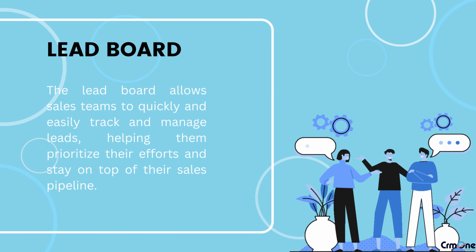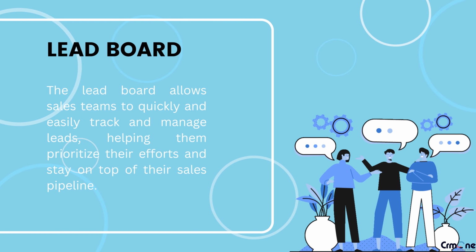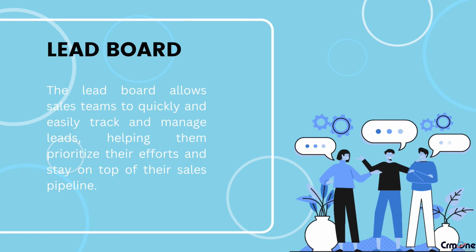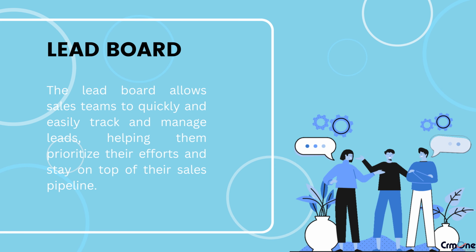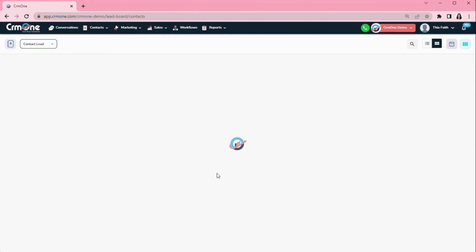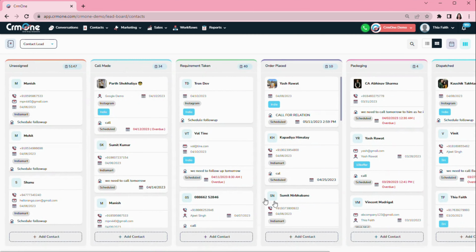Now to the lead board. The lead board allows sales teams to quickly and easily track and manage leads, helping them prioritize their efforts and stay on top of their sales pipeline. Now, when you go to lead board, you will see here all the leads that you have with different contacts. And this is what the lead board looks like with CRM1. You can also add here a lead if you wanted by clicking any of these tabs down below.